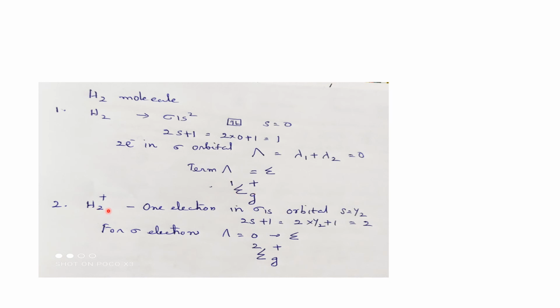Consider the case of H2 plus. It contains 1 electron. Difference from hydrogen molecule is that since it contains 1 electron, the value of S is equal to half. Therefore, 2S plus 1 is 2 into half plus 1, which is 2. And the term symbol is 2 sigma g positive. Difference from hydrogen molecule is in the multiplicity.